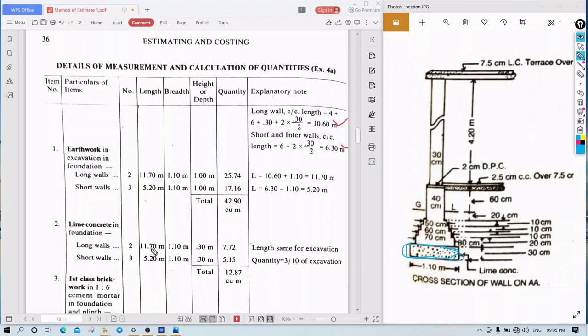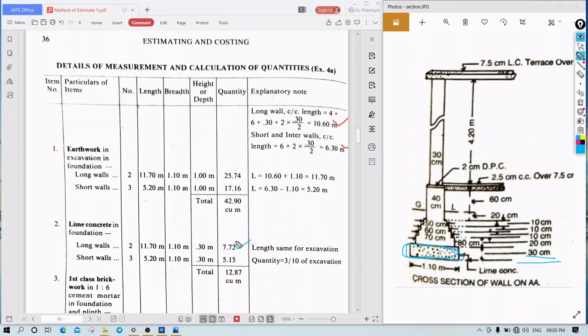So whatever the amount of soil we have dug out, okay, for that dimension only we can put a certain amount of concrete bed as per the design of the foundation. Okay, so 11.70, right? So this is the length, this is the breadth. What will be the height? Height is what? See here, 30 centimeter. So 0.3 meter. So multiply them, you will get the 7.72 quantity.